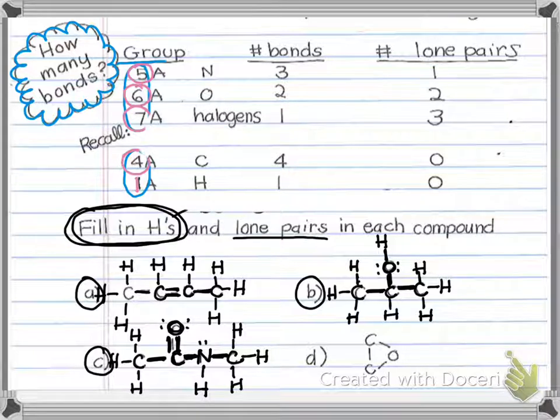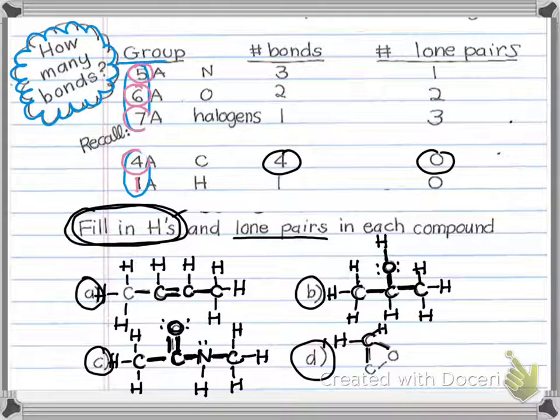Okay, so then letter D. This isn't a ring, but you do it the same way. Here's a carbon, and it has 1, 2 bonds, and carbon needs 4 bonds and no lone pairs. So that's 1, 2, 3, 4. And then this carbon has 1, 2, so it's 3, 4. And then oxygen, I see, needs 2 bonds and 2 lone pairs, and it has 1, 2, so it would need 2 lone pairs.